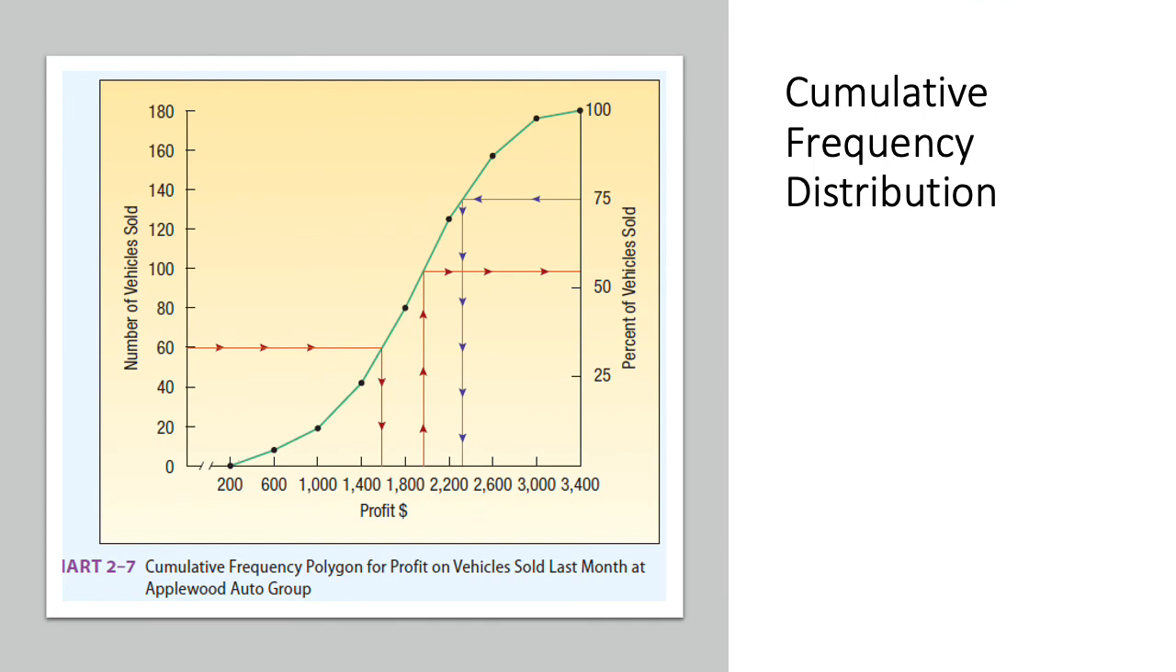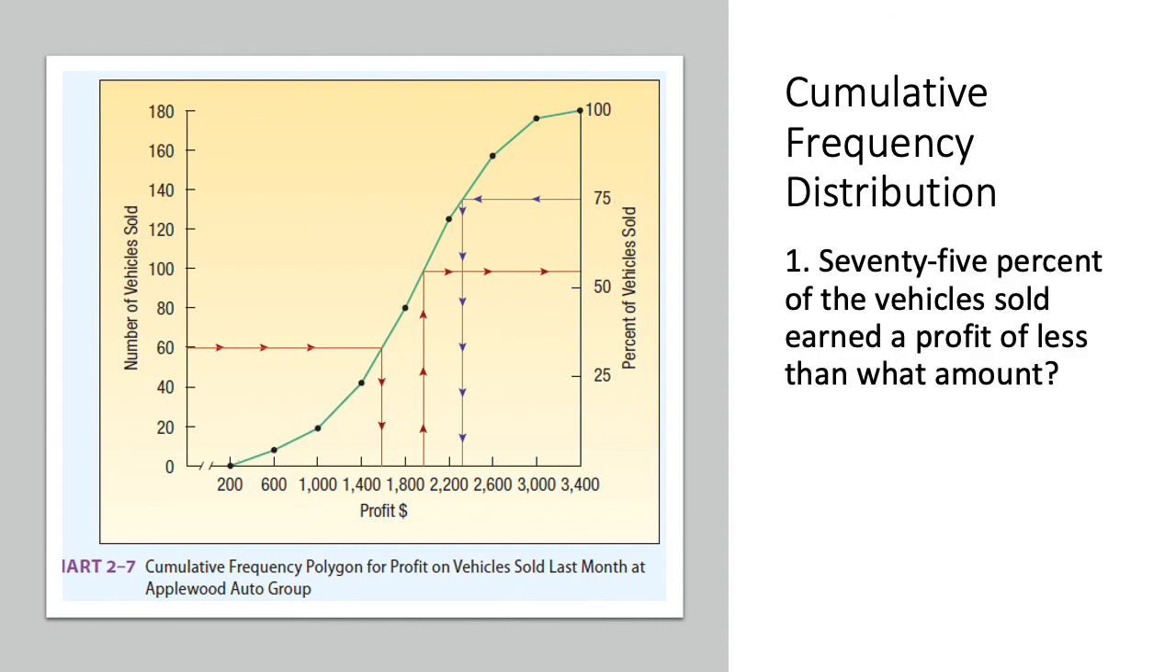Here's our data. Here's our frequency polygon. Notice here that in the class of 600 or fewer, we had 8 sales, and that would be representative of the 4.4% that we calculated before. In our very last class, less than 3,400, all our auto sales were in that group.